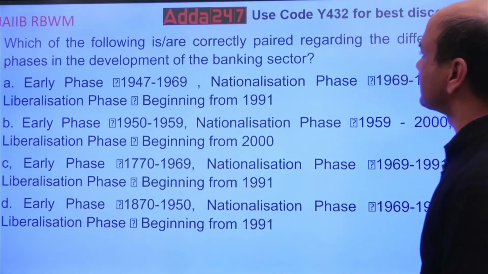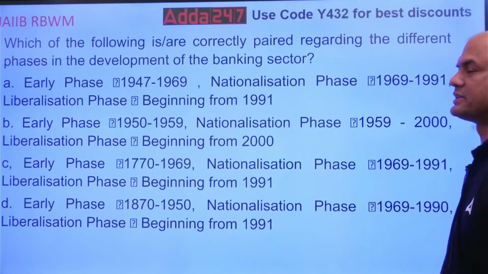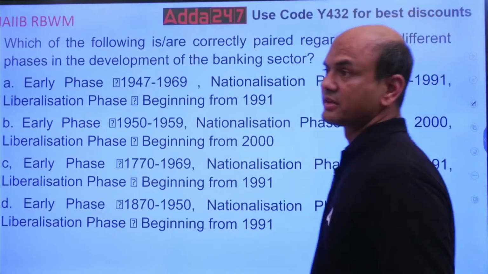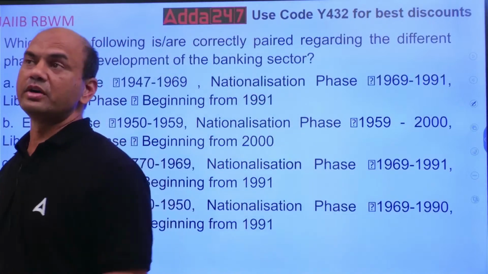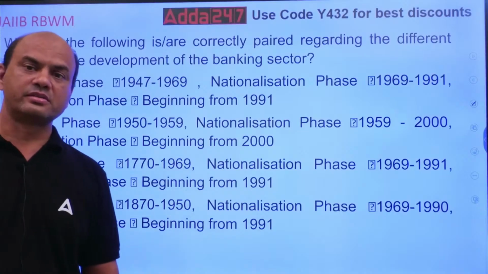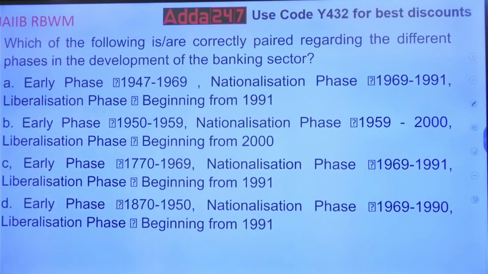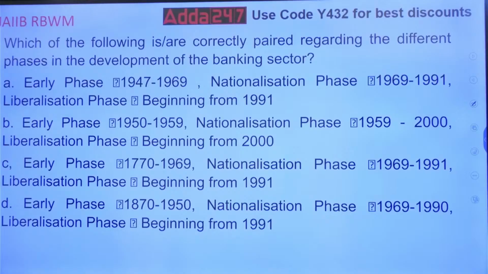Which of the following is/are correctly paired regarding the different phases of development in the banking sector? Different phases means how did the banking sector evolve? How did the banking sector evolve? That's the question. Look at this. Early phase 1947 to 69. Nationalization phase 69 to 91. Liberalization from 1991.